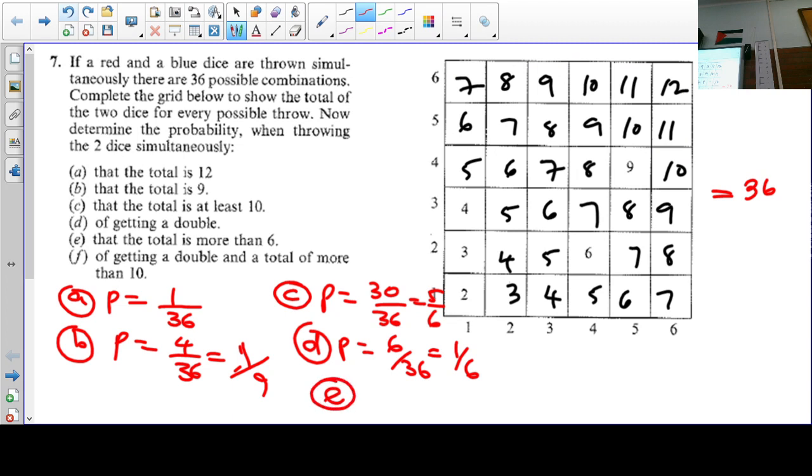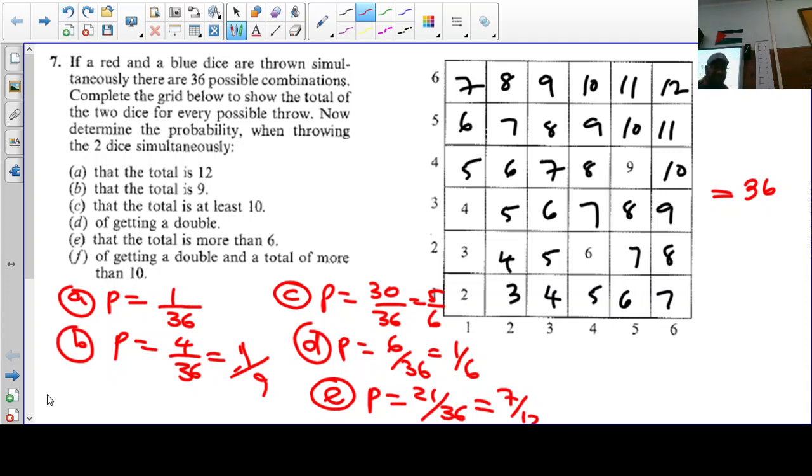In question E it says the total is more than 6. Do I include 6? No. The total is more than 6. So it's going to be 1, 2, 3, 4, 5, 6, 7, 8, 9, 10, 11, 12, 18, 19, 21. You guys understand? So is the probability simply going to be 21 out of 36? 3 goes into 21 7 times, 3 goes into 36 12 times. So it's 7 over 12.